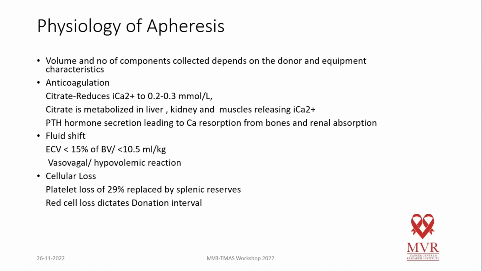Extracorporeal volume should be less than 15% of blood volume or less than 10.5 ml per kg. It can lead to vasovagal reaction or hypovolemic reaction as a result of this fluid shift. Cellular loss: platelet loss is up to 29% during the SDP procedures, which can easily be replaced by splenic reserves. Red cell loss dictates the donor interval. Actually, how often the procedure has to be done depends on the red cell loss that occurs during a particular apheresis procedure.